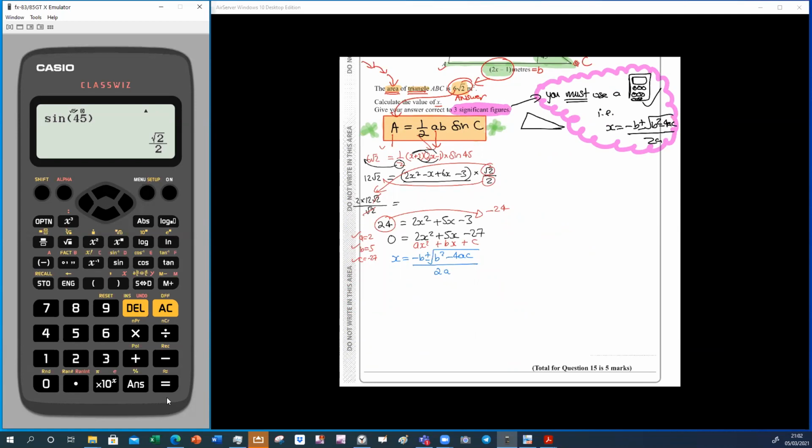So, what's your b value? Minus 5 plus or minus, yes? Yeah. Square root of 5 squared minus 4 times 2 times minus 27, over 2 times 2. Okay, lovely. And the square root goes here, is that right? Divided by 2 times 2, is that correct? Yeah. Okay, now here comes the pièce de résistance. This is the key thing.